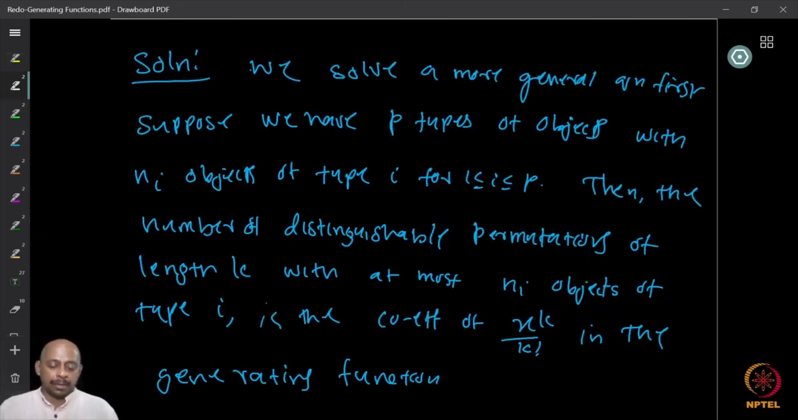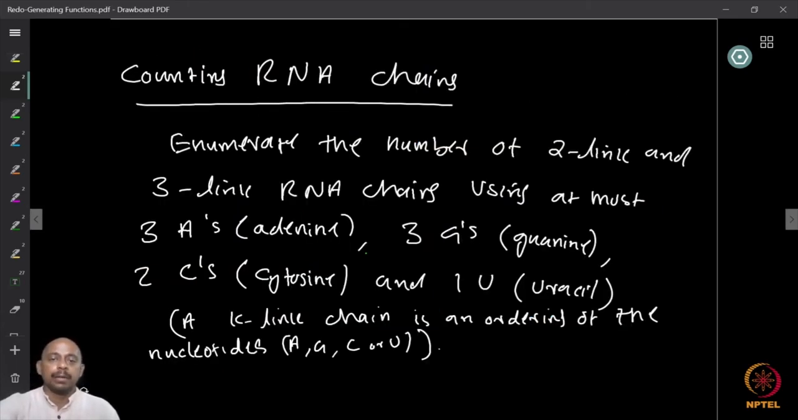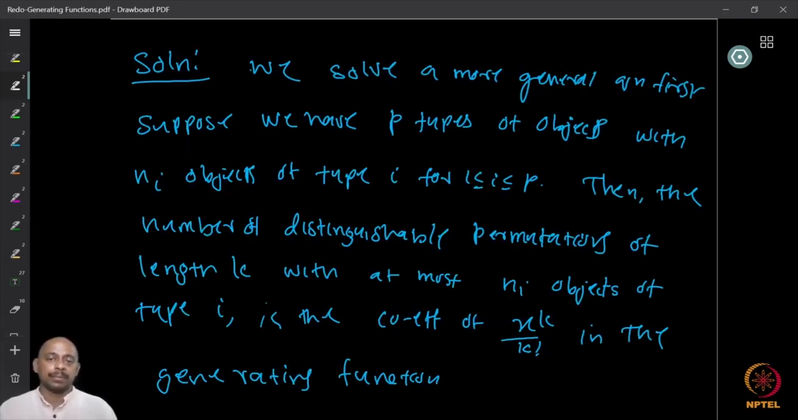So here is a solution. We are going to prove a little more general question first, and then as a special case, we will solve the RNA counting. Suppose we have p types of objects, where for each i, of the type i object, there are n_i of them available. In this case, we had type A objects, there were 3 of them. Type G objects, there were 3 of them. Type C objects, there were 2 of them. And type U object, there was 1. Similarly, for type i object, there are n_i of them available. Then the number of distinguishable permutations of length k with at most n_i objects of type i to draw from is the coefficient of x raised to k in the following generating function.